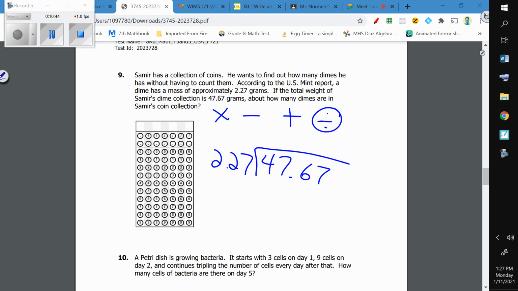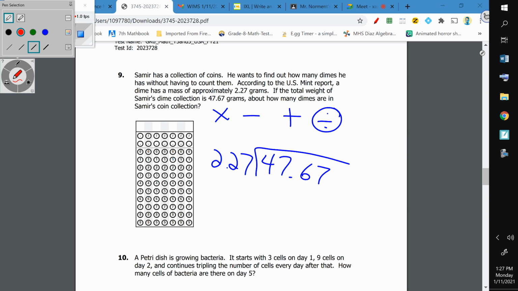And when you do that, you're then going to want to move this decimal 2 places to the right, as well as this decimal 2 places to the right. Now you can actually solve it. So when you do that, that's 2.27, that's 227, and this becomes 4,767. Now, I know these are kind of big numbers, but these are what you're going to use to solve it, okay? And then you will get your answer right here.